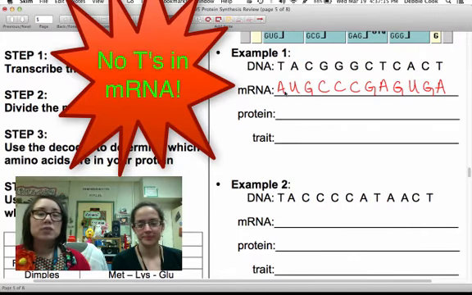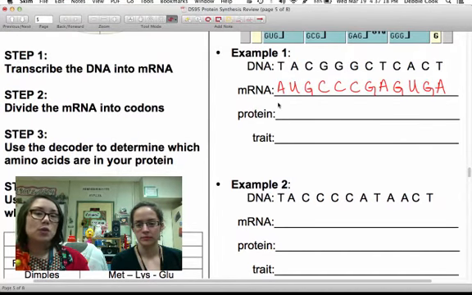All right, so now that we've just done transcription, the next thing that we need to do is we actually have to break this up into groups of what?